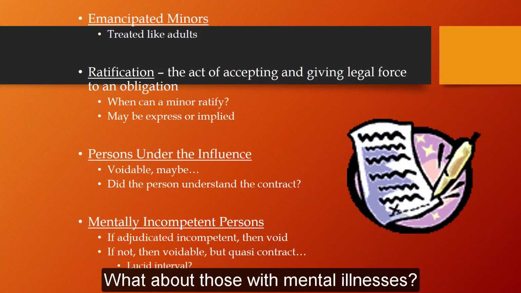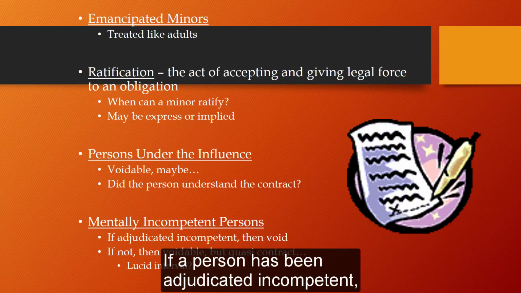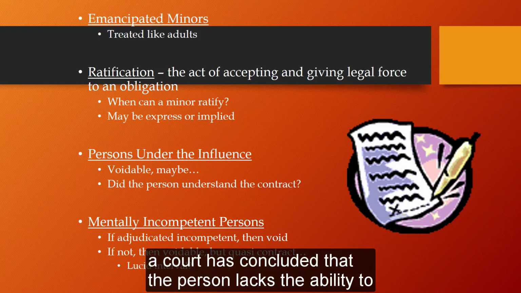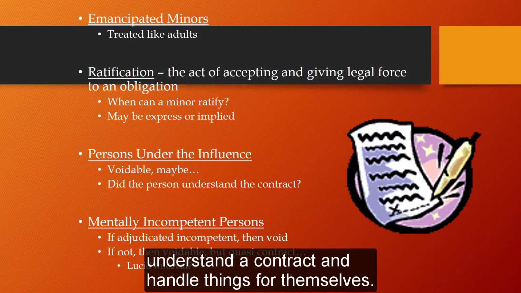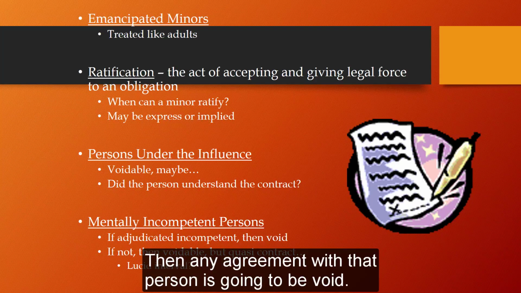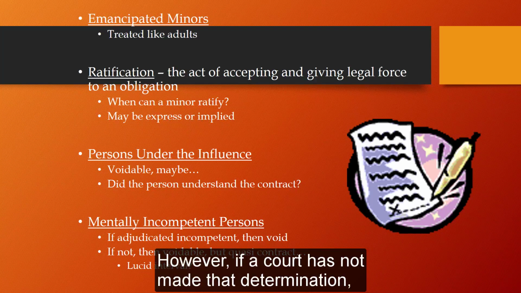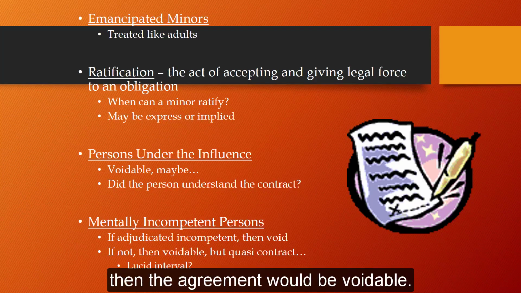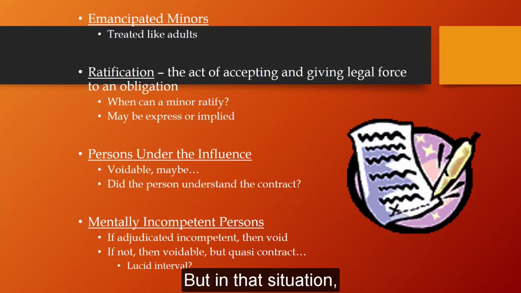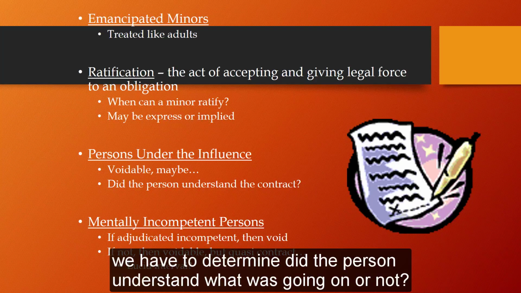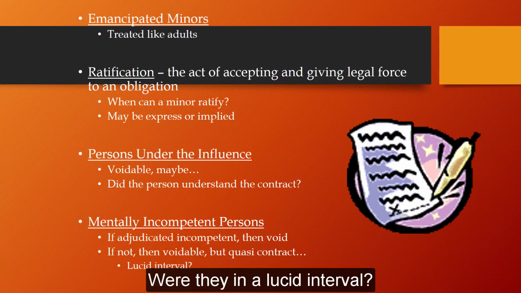What about those with mental illnesses? If the person has been adjudicated incompetent, a court has concluded that the person lacks the ability to understand a contract and handle things for themselves, then any agreement with that person is going to be void. However, if a court has not made that determination, then the agreement would be voidable. But in that situation, we have to determine, did the person understand what was going on or not? Were they in a lucid interval?